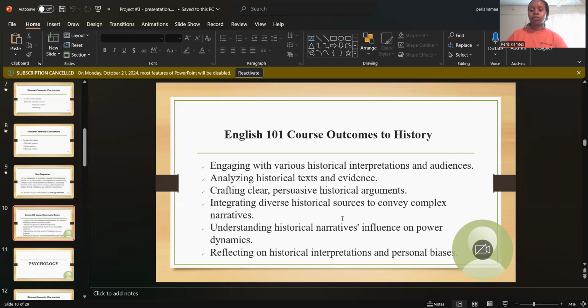understanding historical narratives' influence on power dynamics, reflecting on historical interpretation and personal biases.